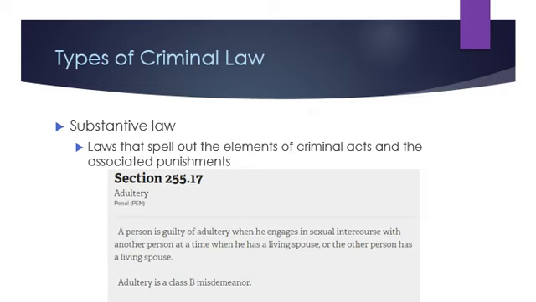This particular section illustrates an example of substantive law regarding adultery. The Penal Code defines what adultery is and notes that it is a Class B misdemeanor. So in defining what adultery is, it states a person is guilty of adultery when he engages in sexual intercourse with another person at a time when he has a living spouse or the other person has a living spouse.